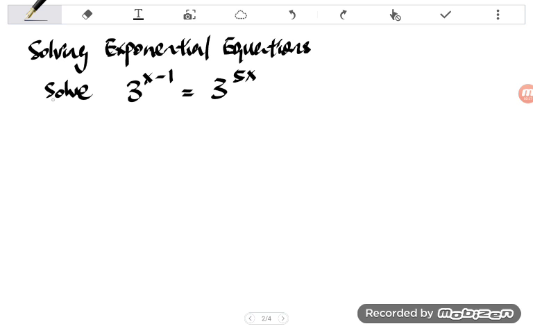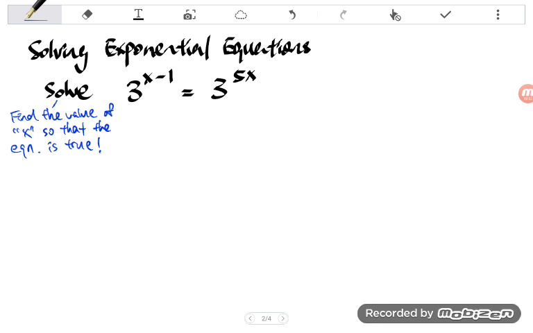When they say solve, that means find the value of the variable, in this case x, so that the equation is true. So just find x. Alright, cool.